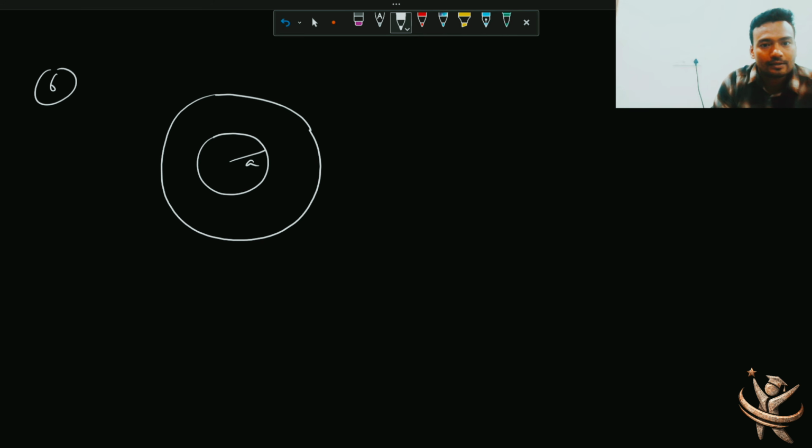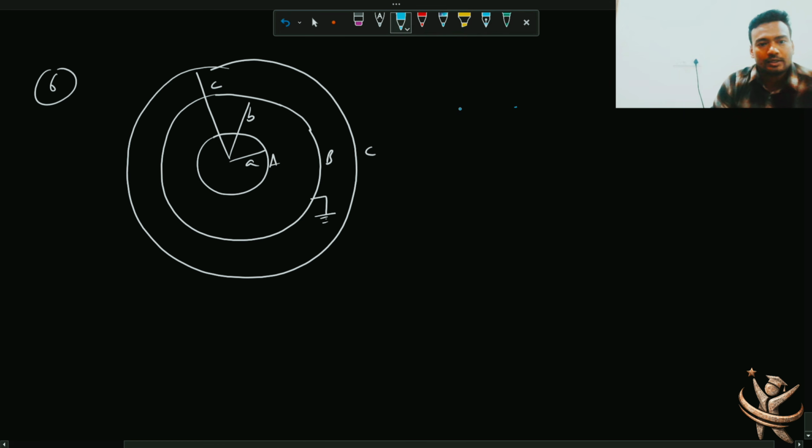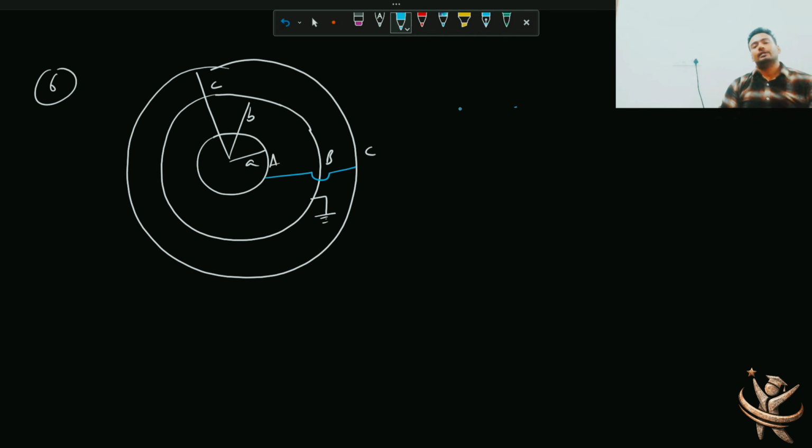Let me take one more example. So this time I'll take three conducting spheres. So let's say A, B, and then this radius is C. Let's say A, B, and C. And suppose this B I'm grounding, and A and C are connected like this. Okay, now let's simplify it.